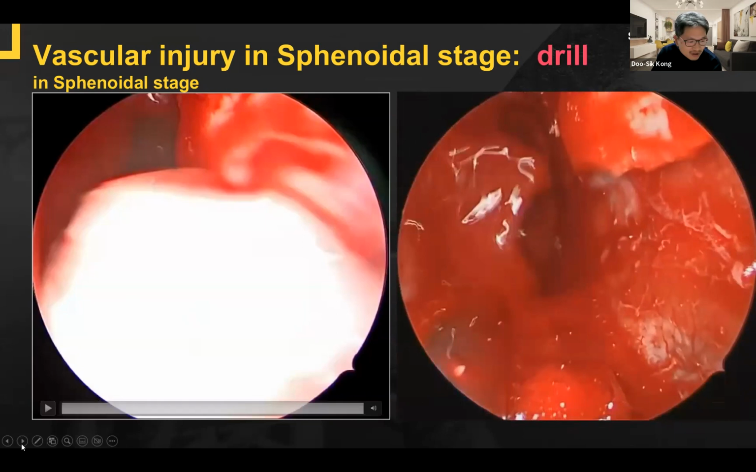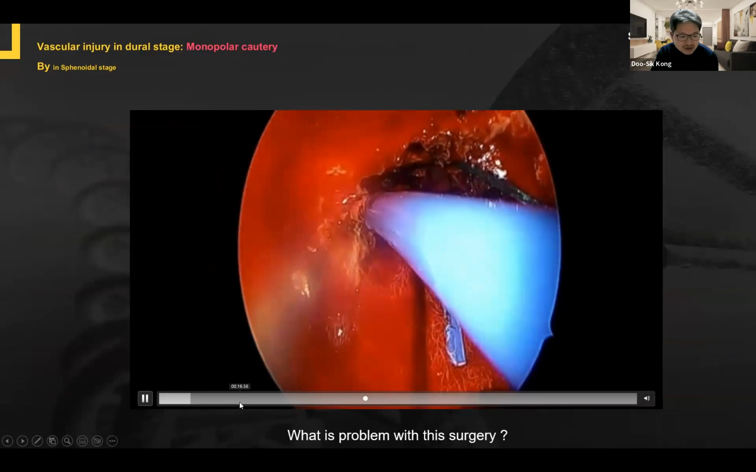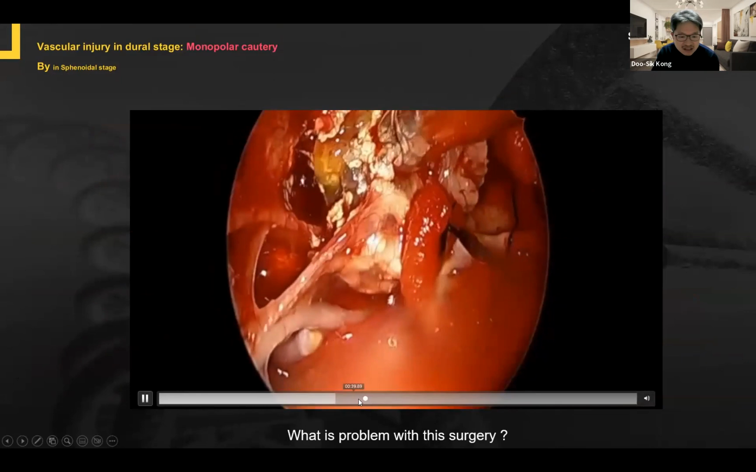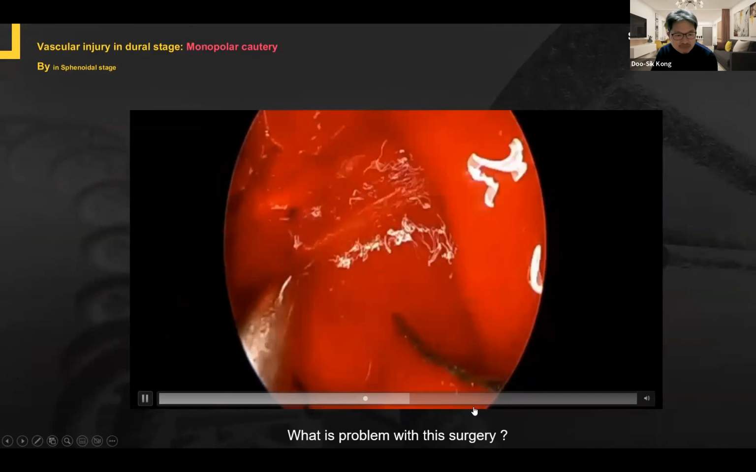In most cases, I found that we have to trap the ICA. This was my colleague's case, and he controlled the bleeding from the dural margin. After removal of the craniopharyngioma, he successfully removed the tumor. At the final stages, he found some bleeding from the ICA. And unfortunately, this patient expired.